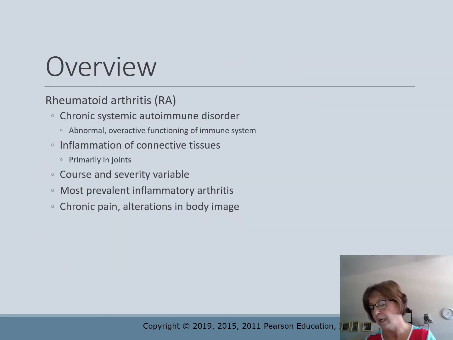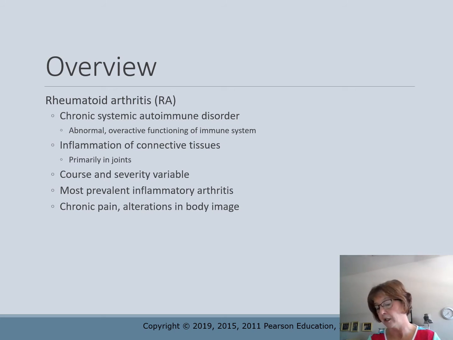So our overview, rheumatoid arthritis is a chronic systemic autoimmune disorder. So that means it's within yourself. Your body is attacking itself. A disease caused by abnormal overactive functioning of our immune system, and it produces a response against the body's own cells and our tissues, normally resulting in damage to the tissues. And so our body sees us as foreign, and so our immune system says, hey, I'm going to attack you, and that's what it does.